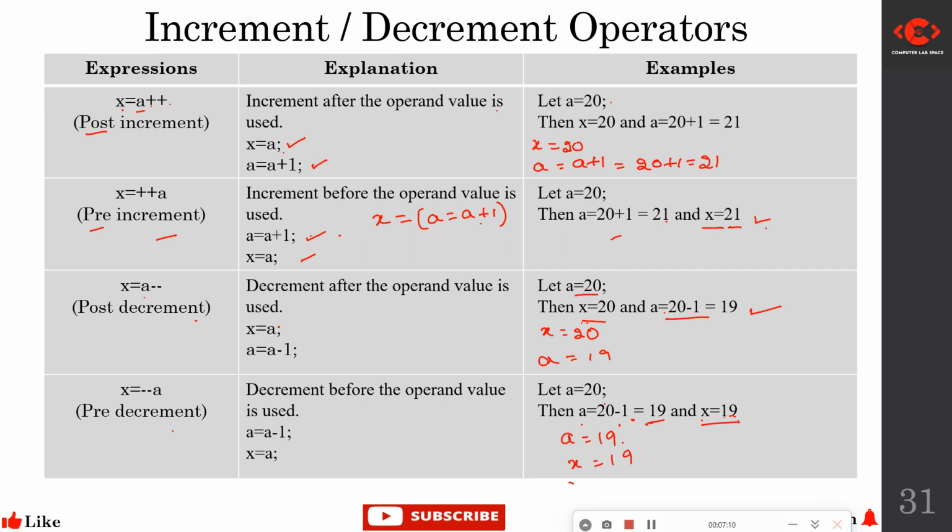Increment, decrement operator. In increment we have post increment, pre increment, and in decrement we have post decrement, pre decrement. In summary, post increment means first you assign the value to a variable, then you increment the value by 1. Pre-increment means first you increase the value by 1, then you assign it to the variable. Post-decrement, first you assign the value, then you decrease the value by 1. Similarly for the pre-decrement, first you decrease the value by 1, then you assign the value to the variable.